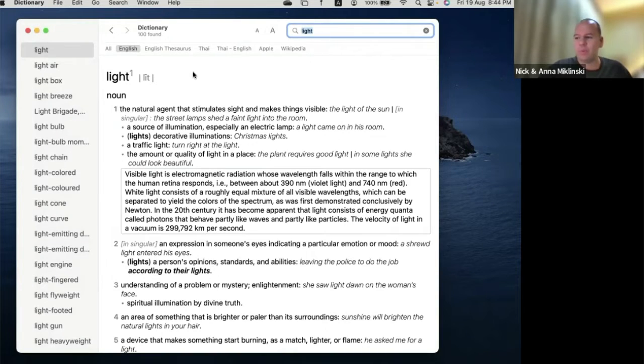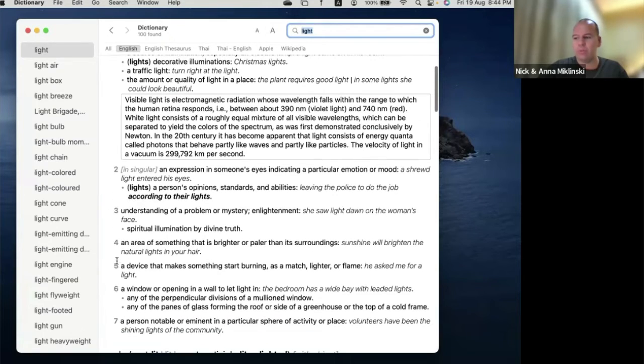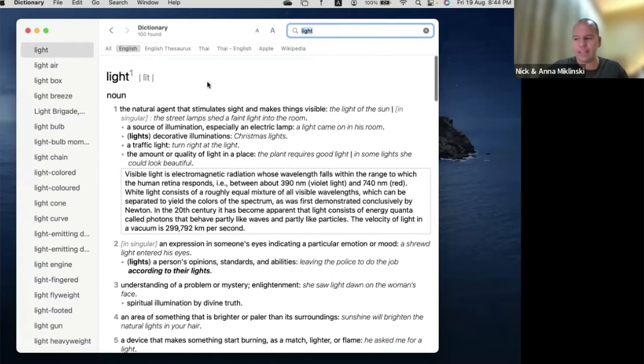And of course, when we look in a dictionary, we can see a word and then it will have several definitions, right? So in this example, the word light. When we look at a dictionary, we have the word, how to pronounce it, the part of speech, it's a noun. And then you can see there's 1, 2, 3, 4, 5, 6, 7. There's 7 different definitions for the word light.